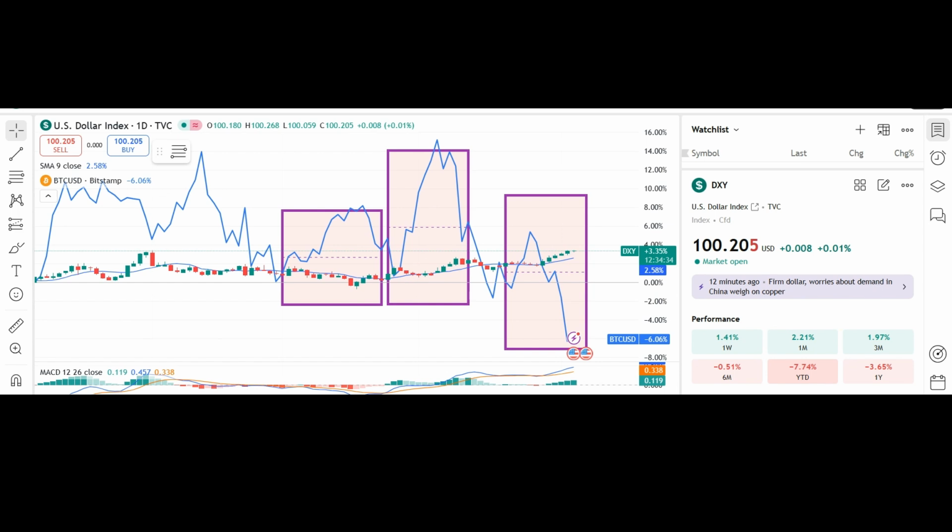Now, why this happens is because investors from all over the world are borrowing US dollars and purchasing Bitcoin in US dollars. Now, when a dollar strengthens, they have to pay more in their local currency to cover their borrowing costs. So they tend to sell off the risky assets in order to cover their loans. So this is one of the reason why there is an inverse relationship.